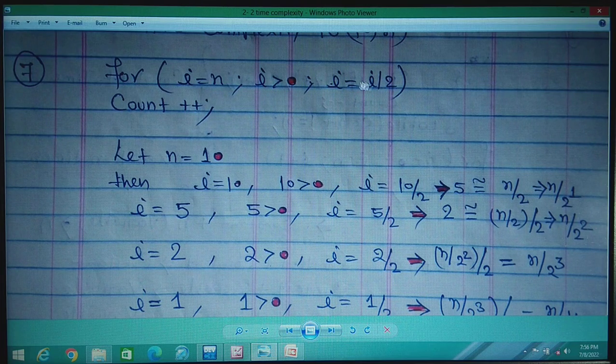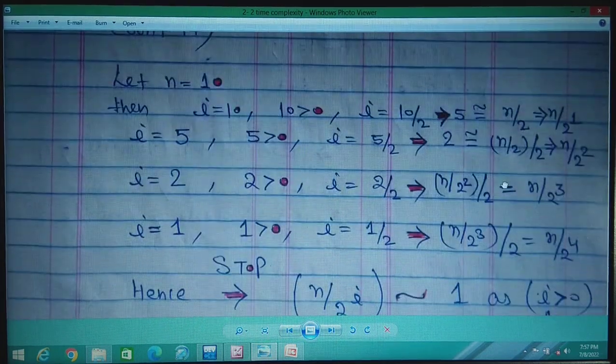I is equal to I upon 2. What is I? I is 2. So I is equal to 2 upon 2. So what was 2 here? I is equal to 2. I have written n upon 2 ki power 2, sorry, n upon 2 square. So in place of 2, you can write n upon 2 ka square. So this is already upon 2. Now this is n upon 2 ki power 3. I think that you understand.